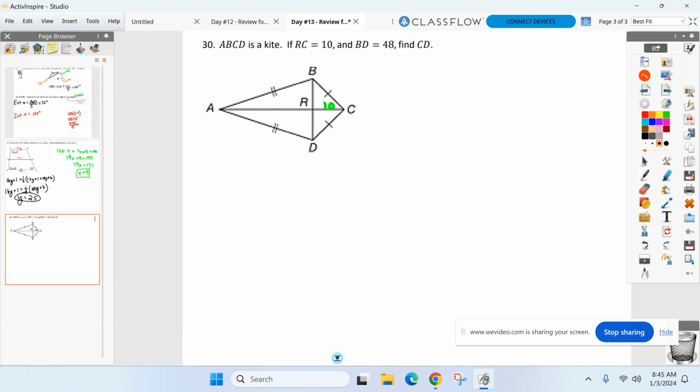Is AC a diagonal? AC and BD are both diagonals. Remember, diagonal always connects two non-consecutive vertices. So both diagonals are drawn in this kite. So that should help you out big time.